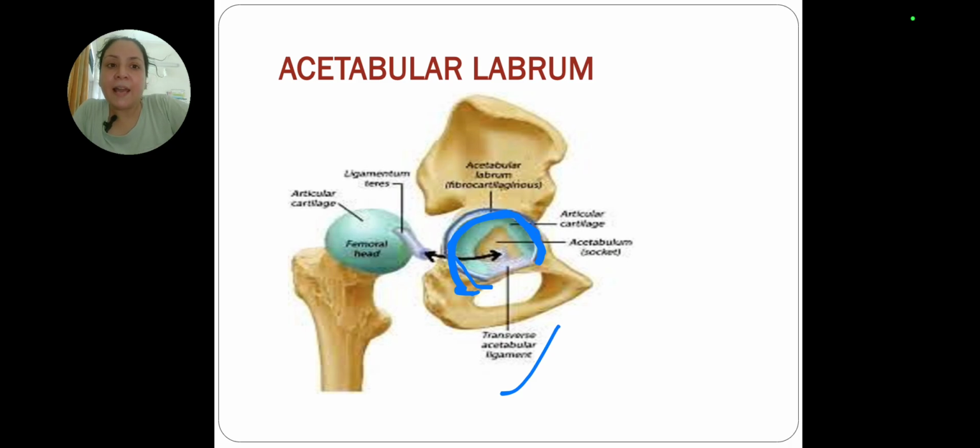Now the light blue colored structure is the articular cartilage. The articular cartilage totally covers the femoral head, but you can see it is not covering the acetabular fossa fully. In the center it is not covering. It is only covering a part of the periphery of the acetabular fossa. The socket is free, and in the center of the socket is the ligamentum teres.